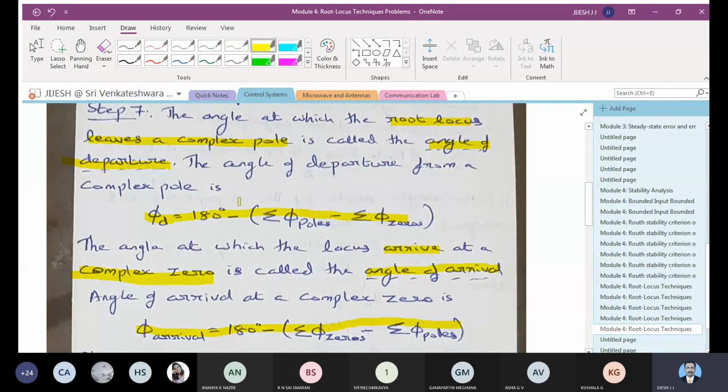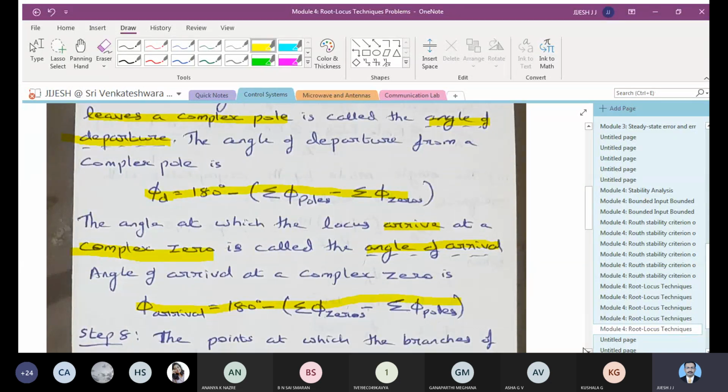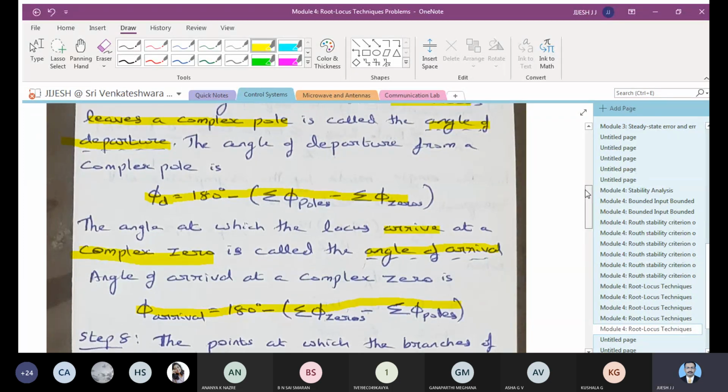So you have the equation phi d is equal to 180 minus summation of phi of poles minus summation of phi of zeros. And arrival means 180 minus summation of phi of zeros minus summation of phi of poles. A slight variation in the equation: you can see that pole minus zero, here it is zero minus pole. So that is about angle of departure and angle of arrival. You can note down those things.